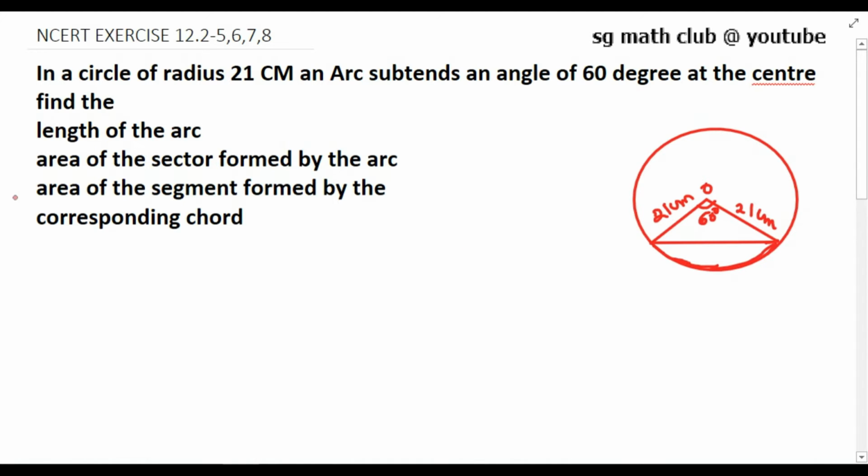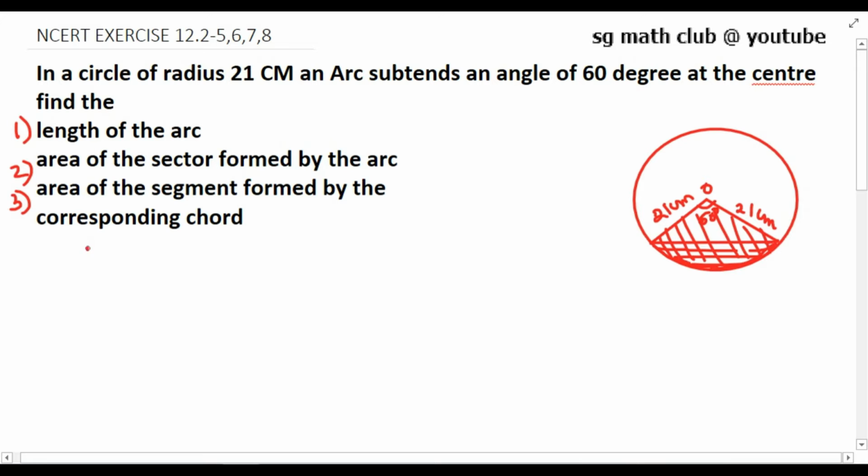Second one, area of the sector formed by the arc. Area of the sector means this full part. Third one is the area of the segment formed by the corresponding chord. Segment means this part, we need to find the area of the segment. So these are the three questions. The first one is the length of the arc.